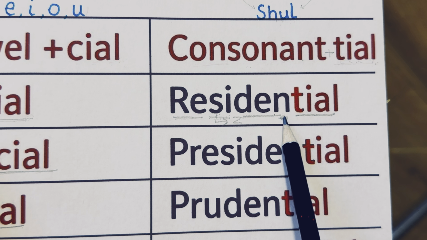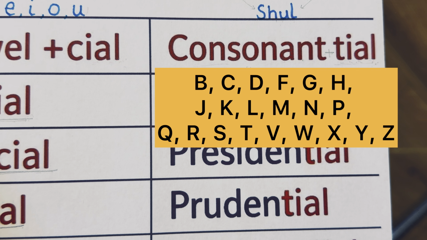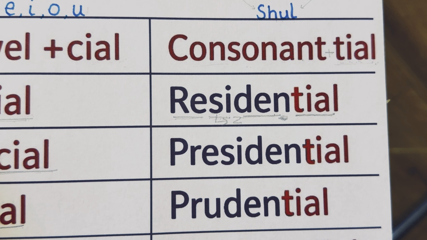This is not a vowel. This is a consonant. Do you know what are the consonants? All the alphabet letters other than vowels are consonants. Residential. Next example is pre, zi, presi, den, shall. Presidential. In this word, I am also reading S as Z sound because this letter S is between two vowels.